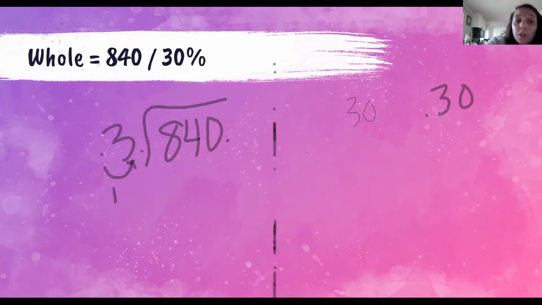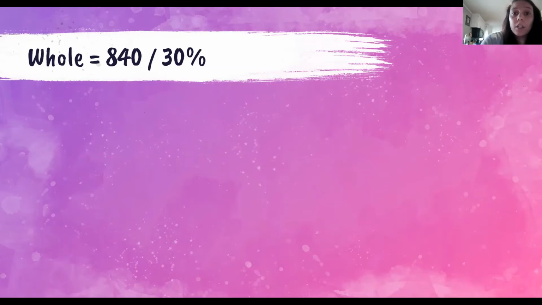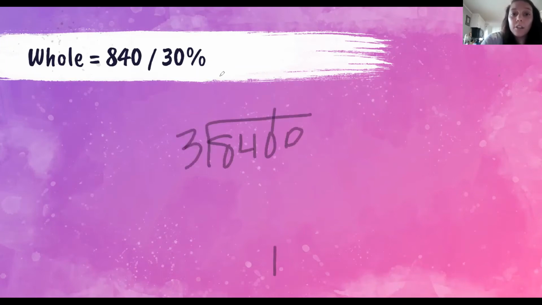And since I moved one place over here, I would need to move one place here, which means I need to add a 0. So the new problem that I'm working with is actually 8,400 divided by 3. I'm going to erase this really quickly and rewrite it so we have a little more space to do that problem. Okay. So I now have 8,400 divided by 3. And then I'm just going to divide like normal.